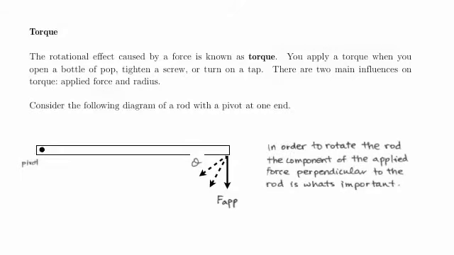In order to rotate this rod, there's only one component of that applied force that really matters, and that's the perpendicular force. Of course you know this, because if you tried to open a door by pulling on the doorknob in the direction of the pivot, it wouldn't swing open. You have to pull at right angles to the radius of the door to get it to open. So really, it's only the perpendicular component of force that's important.